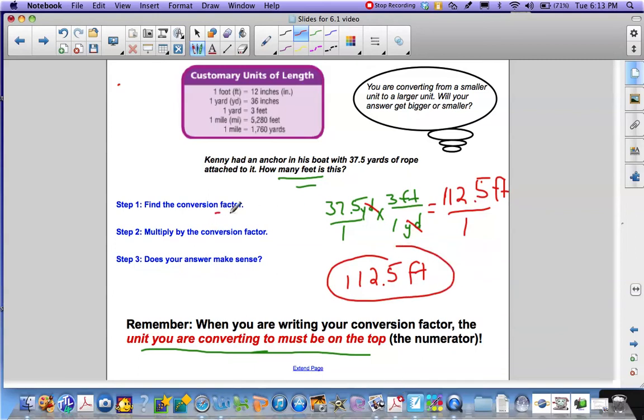So we found the conversion factor. We multiplied by it. Okay, we're converting from yards to feet. So we're converting from a bigger unit to a smaller unit. So there's going to be more of them. Okay, got this backwards up there. But we're going from yards, which is bigger, to feet, which is smaller. There's going to be more of them. Okay, I know 40 times 3 is 120. This is a little bit less than that, so it makes sense.